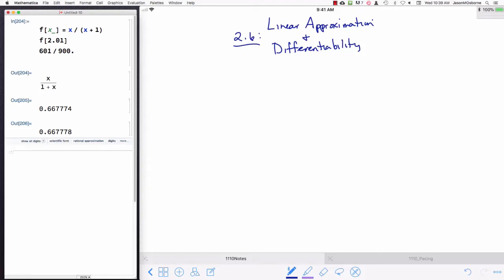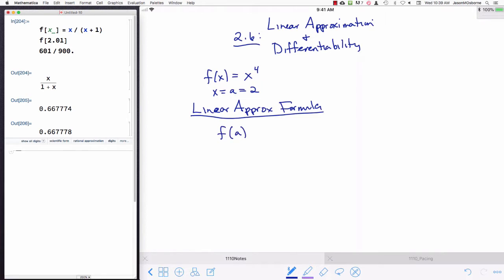In a previous video, we looked at the example f of x equals x to the fourth, and the particular value of interest was x equal to 2. And we showed, using the linear approximation formula, which was f of a plus f prime of a times h, that this approximated the function evaluated at a plus h. That was our linear approximation formula.